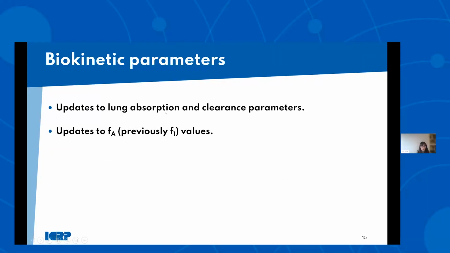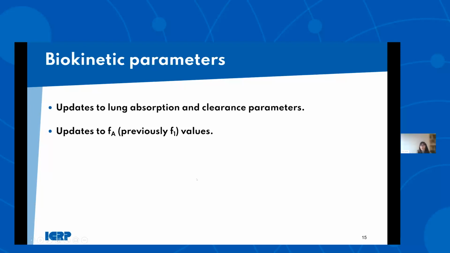Again, touched on by Demetrio, updates to the lung absorption and clearance parameters, and he gave some examples of how that might impact on the doses back in his talk. And also, this seems fairly trivial in comparison with everything else, but there have been updates to FA values as well, previously known as F1 values. So sometimes that can make a difference too. And with some of the forms given too, some particular elements or chemical forms have been redefined.